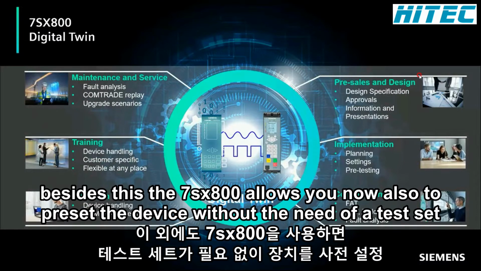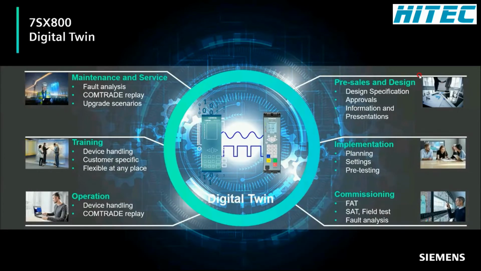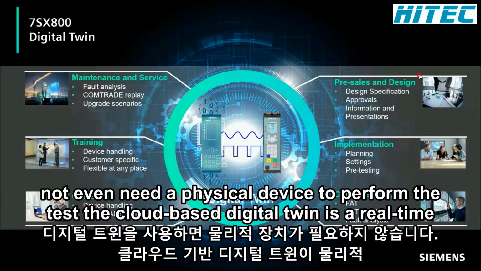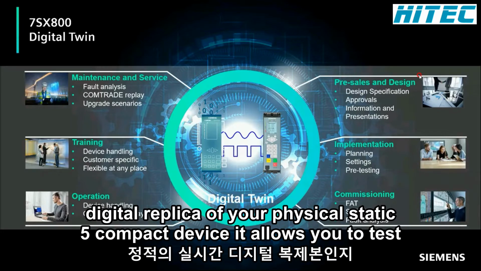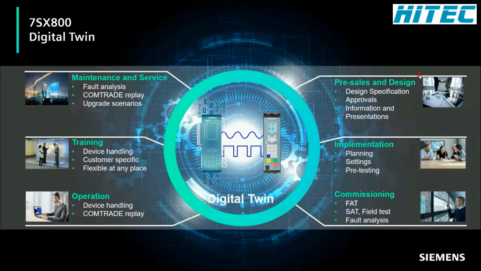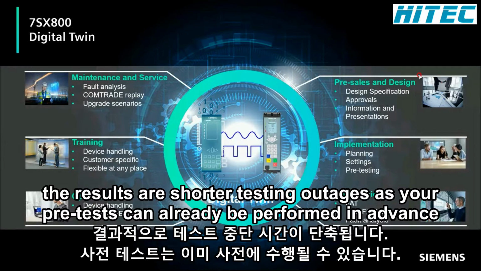Besides this, the 7SX800 allows you now also to pre-test the device without the need of a test set by simulating analog and digital values within the device. But with our digital twin, you do not even need a physical device to perform the tests. The cloud-based digital twin is a real-time digital replica of your physical SIPROTEC 5 Compact device. It allows you to test your device in a convenient way from everywhere without any hardware, also from your home office. The results are shorter testing outages as your pre-tests can already be performed in advance.